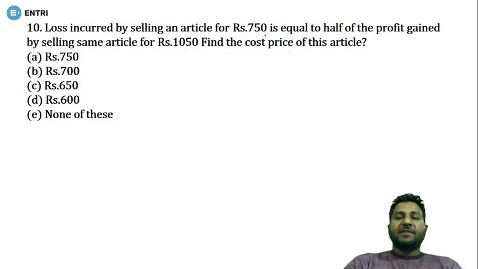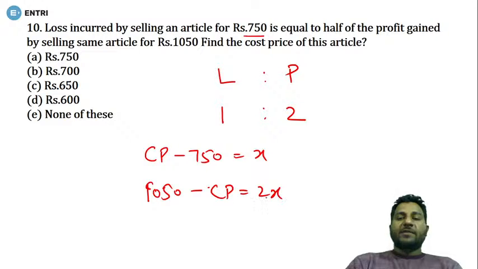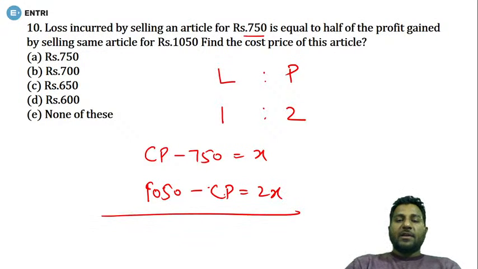Look, you can also do that. Loss incurred by selling an article at 750. So loss would be half of profit. That means 1:2. Okay. So how are you going to do that? Cost price minus 750 equals to x, and 1050 minus cost price equals to 2x. So when you add these two equations, you can easily figure out the answer.